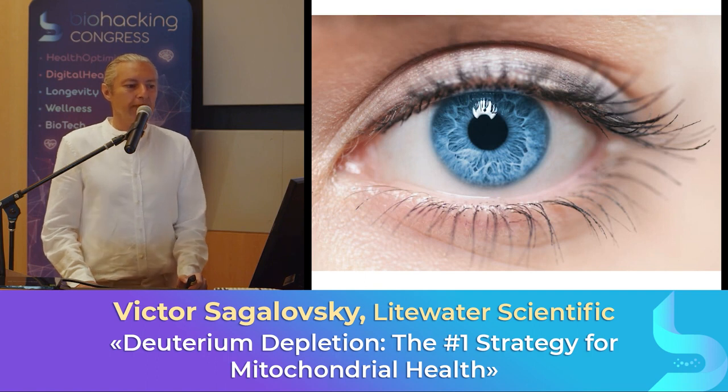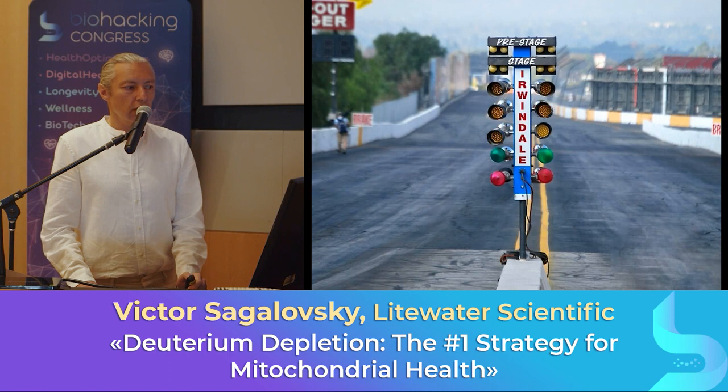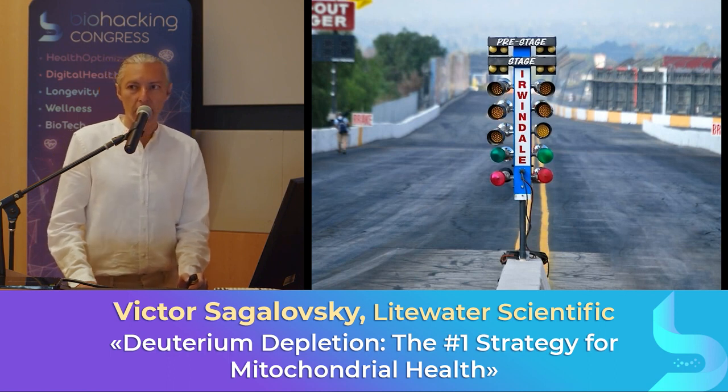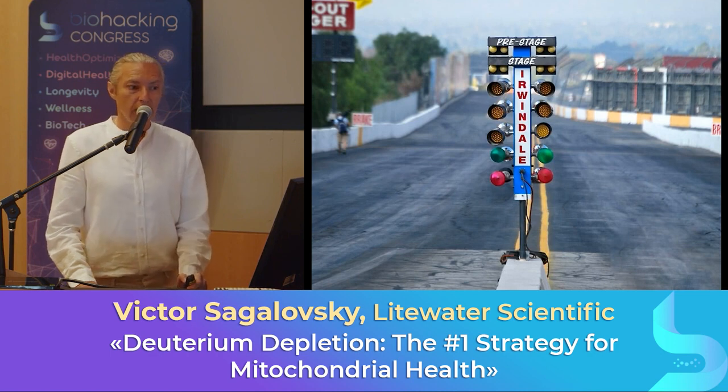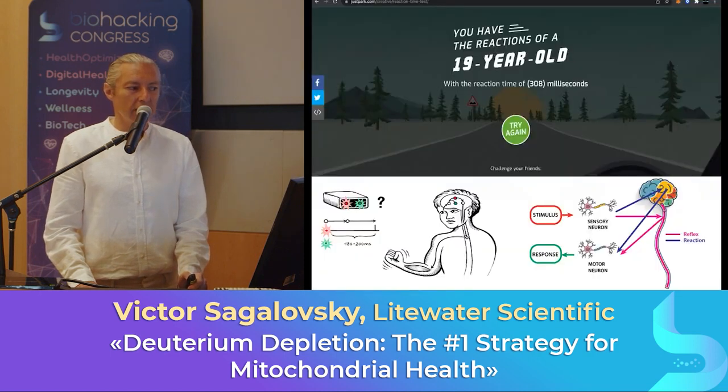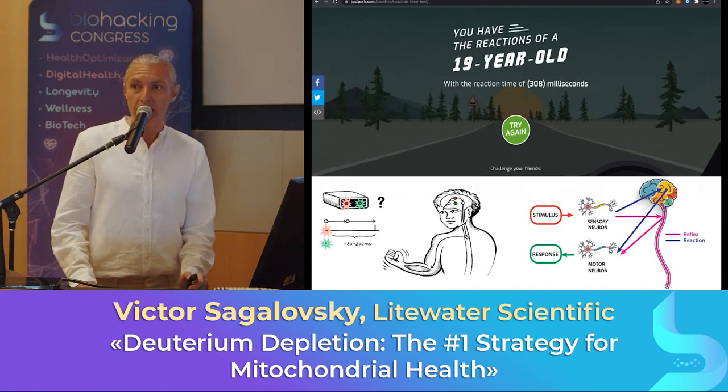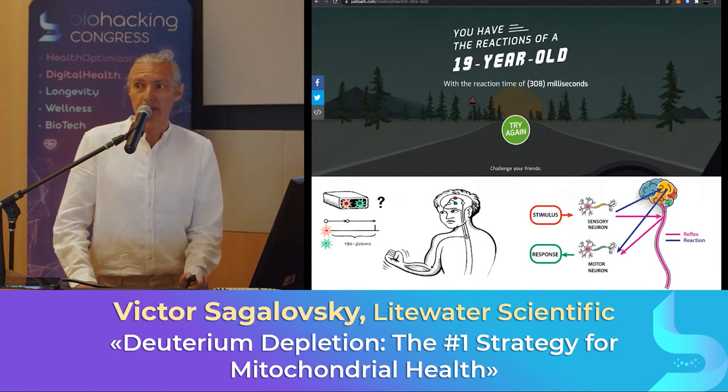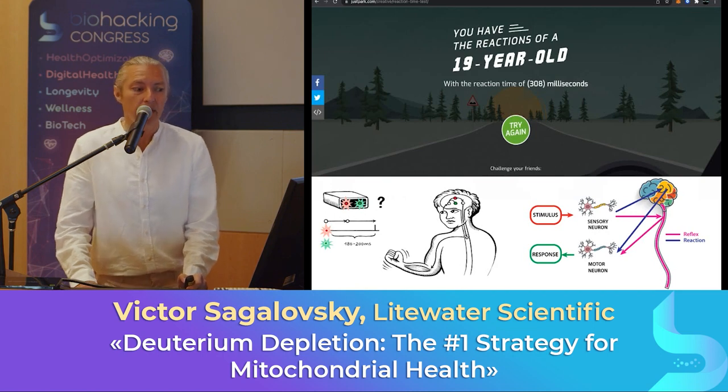And when you look at the eyeball, or the retina in the eyeball, it has the most mitochondria. And what does this mean? Well, what does it translate to? It translates to your reaction time, how fast you process thought into action. And so when I measured myself recently, I noticed that I have the reaction time of a 19-year-old, and I'm 50. Why? Because my mitochondria are healthy. Why are my mitochondria healthy? Because I have less deuterium in my body.